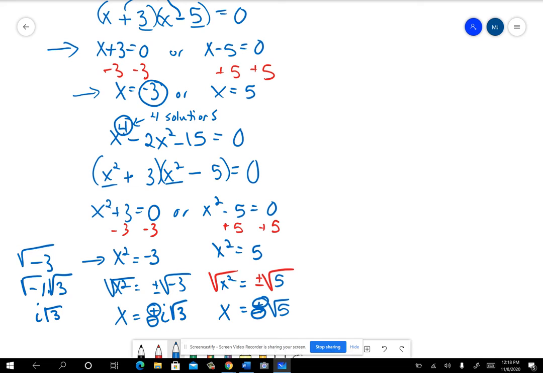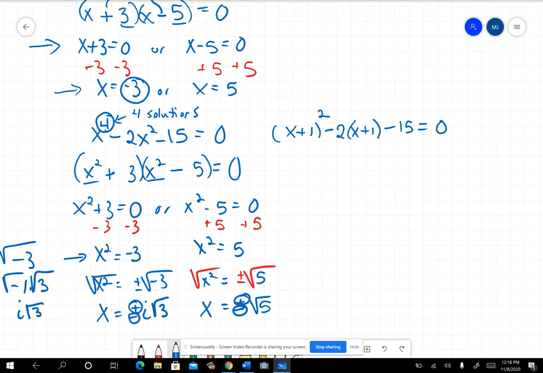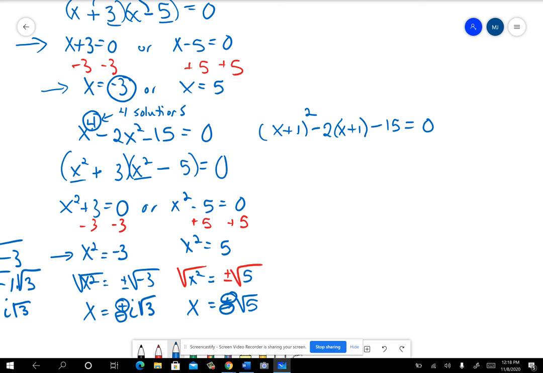Right, now right next to that one, I want to do one kind of like this one. What if I had x plus 1 squared minus 2 times the quantity x plus 1 minus 15 equals 0. Okay, so let's look at this one. Compare it to the one we just did.